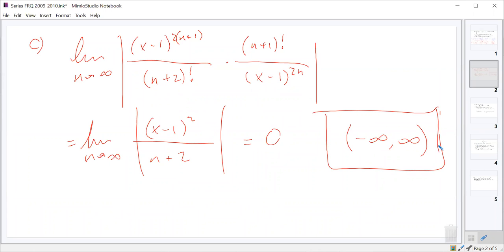Good or no? That was worth 3 points. 1 for setting up the ratio, 1 for getting the limit, 1 for the interval. Any issues with that one?